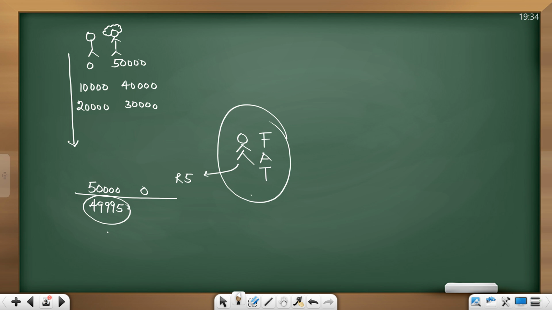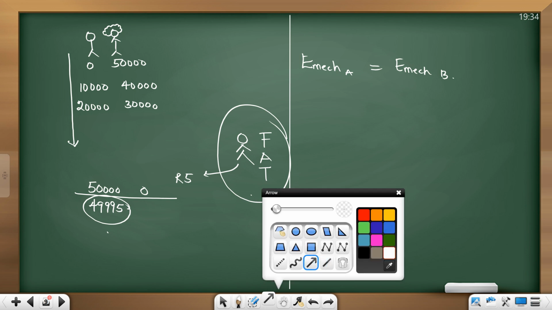So whenever the examiner is going to ask you to use the law of conservation of mechanical what? Energy. What do you need to say? You just need to say that E-mech at point A will be the same as E-mech at point what? B.